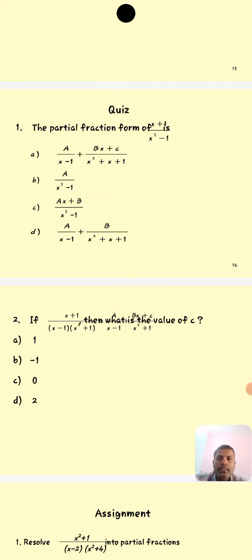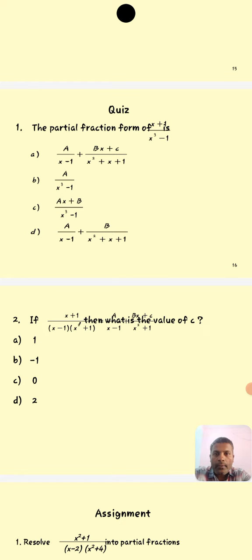Now we see the quiz. The first question: the partial fraction form of x plus 1 divided by x cube minus 1. You observe here the denominator is x cube minus 1. That means a cube minus b cube. How to write this one? a minus b into a square plus ab plus b square. Here how many options are there? The 4 options are available.